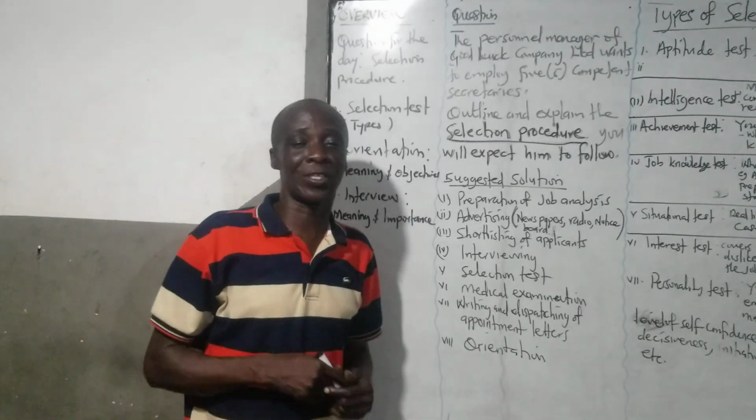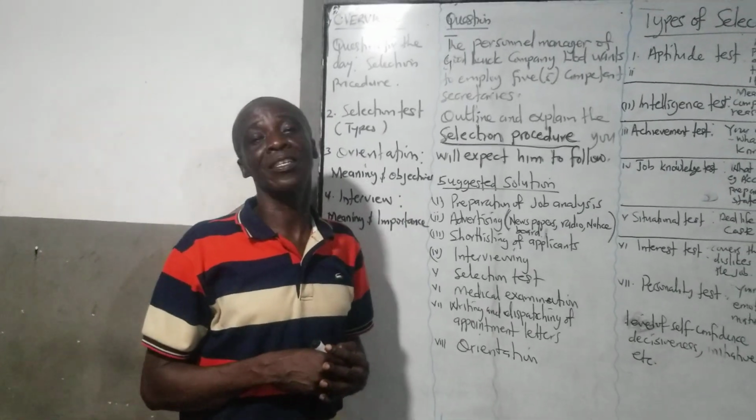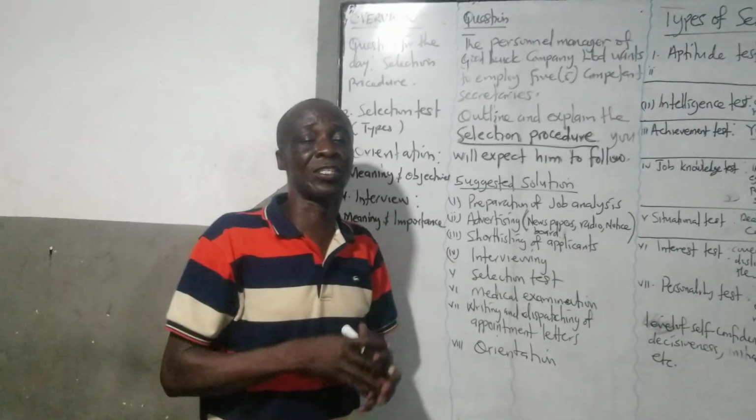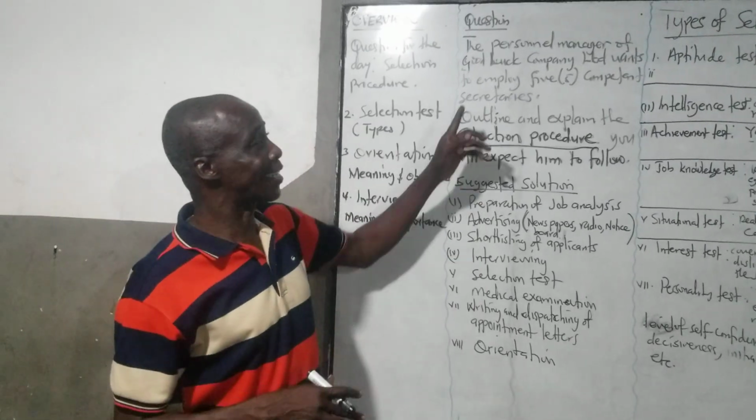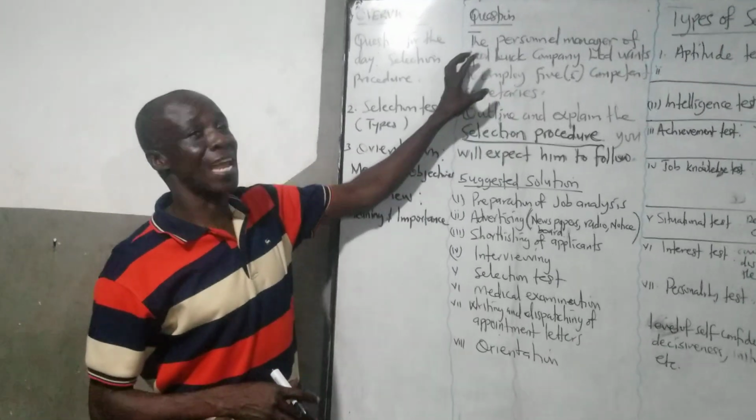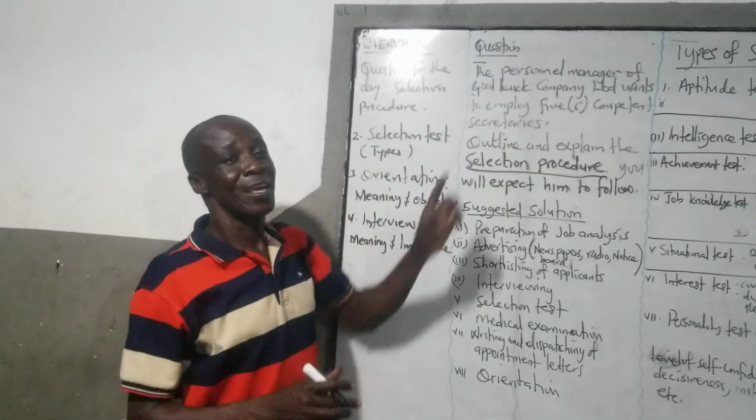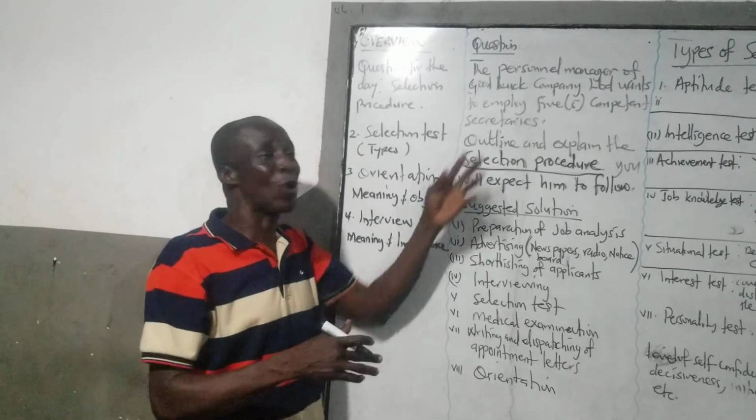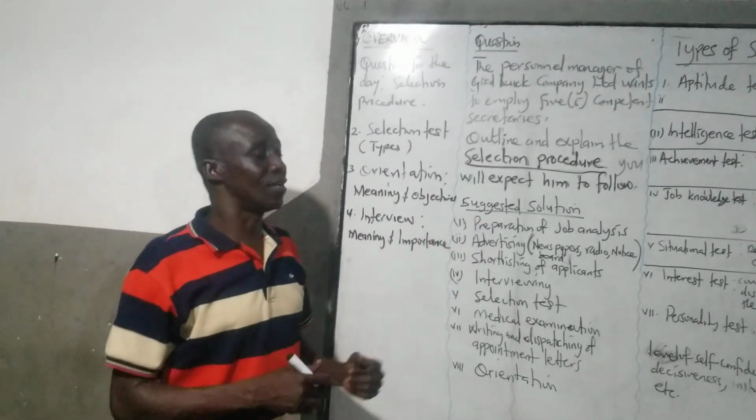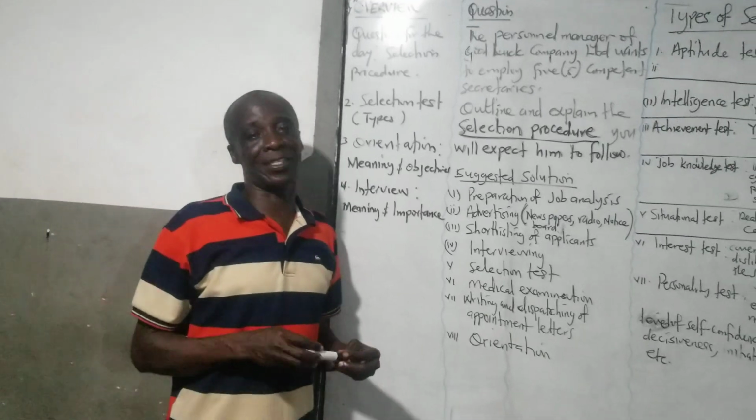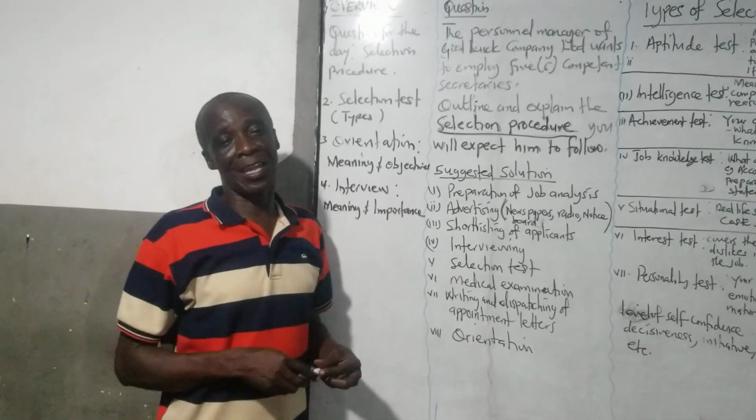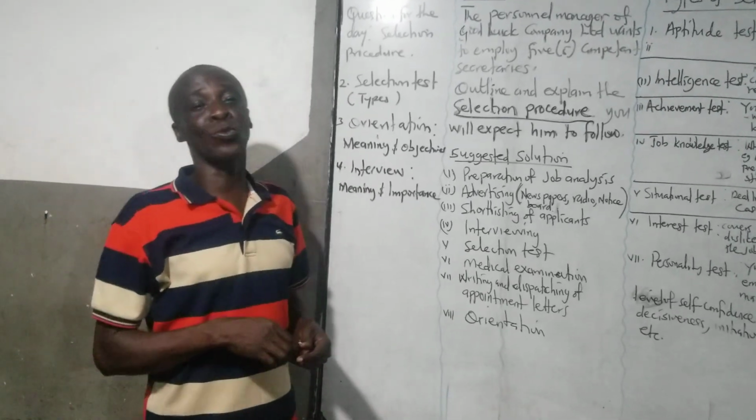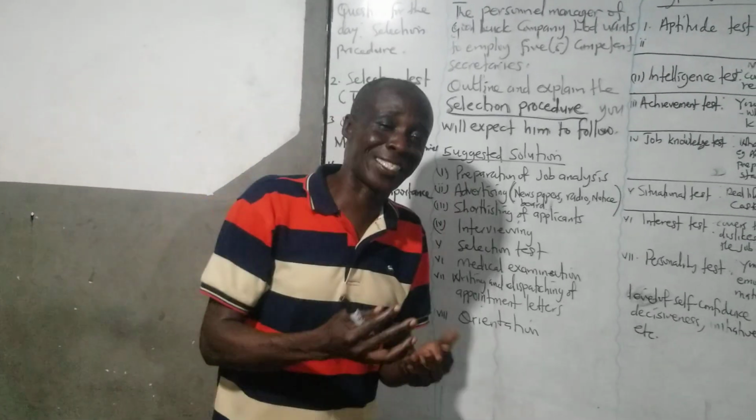What do they want? They want the job description, the duties, the responsibilities, the various tasks that the secretaries will be performing. Remember that this question is like a case. Here, you need to use the secretaries to apply. So you pick the preparation of job analysis. What are the duties that a secretary will be performing? That will come out.